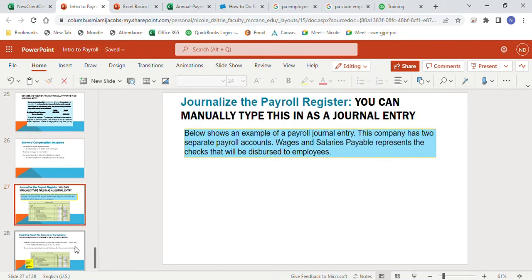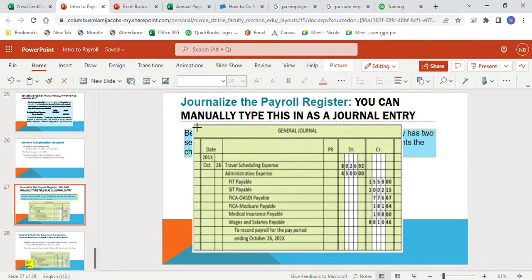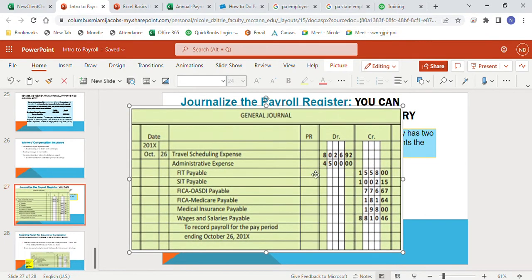All right, so let's look at how to journalize the payroll register. You can manually type this into your journal. This is an example of it, just like the payroll register we had right there. What happens is this debit right here, I'm acknowledging the payroll expense, what it costs me as the employer to have employees. So I would take these two numbers added together and it should add up to this.